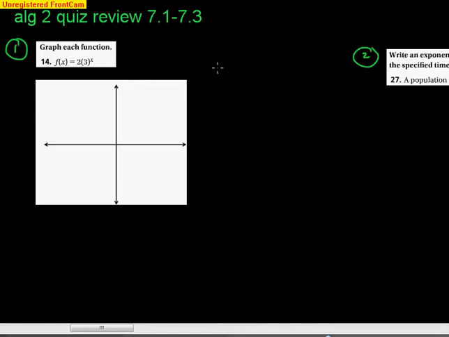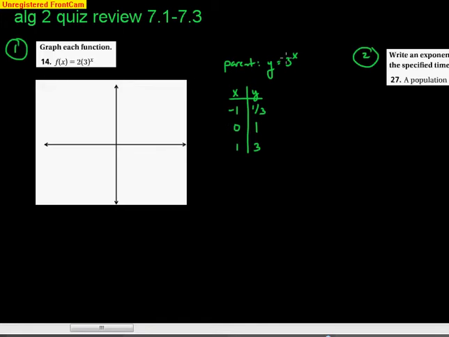So this parent function, and I'll do it over here, the parent function is y, or f of x, it doesn't matter, y equals 3 to the x. That's the parent function, okay? So when I graph this, I need 3 points: -1, 0, and 1. And when I plug it in, remember, -1 flips the number upside down. Anything to the 0 power is 1. And then anything to the first power is itself. And there's your 3 points.